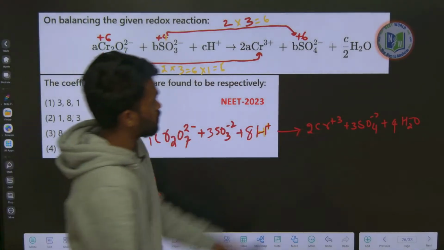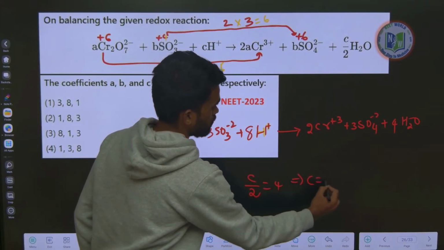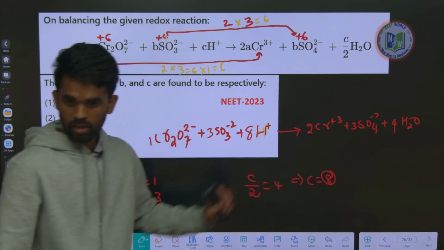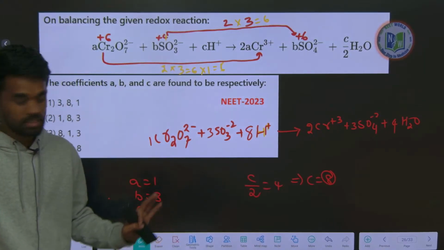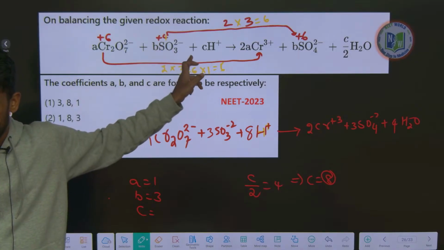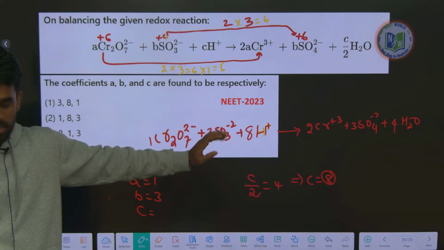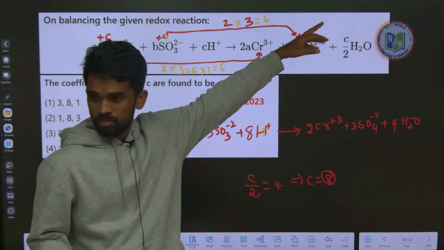C by 2 is equal to 4, so C will be 4 twos are 8. Is this clear? Just ignore the coefficient terms, whatever they are saying. Take the normal equation, the unbalanced equation, and balance it. After getting your answer, relate it with that.